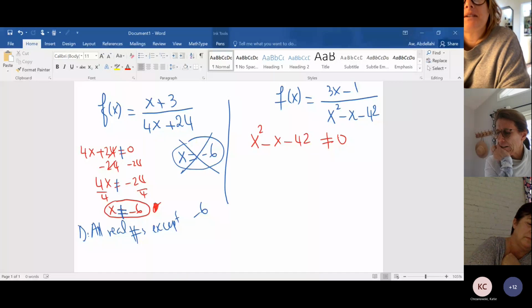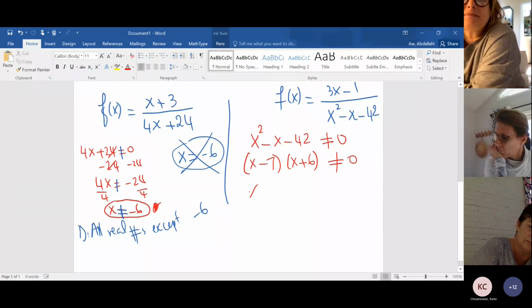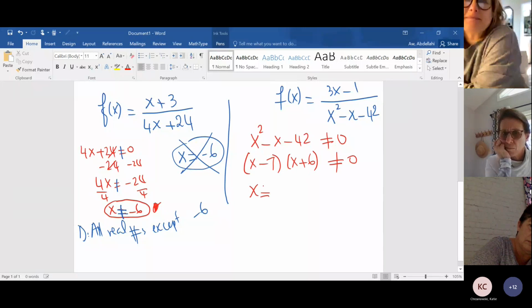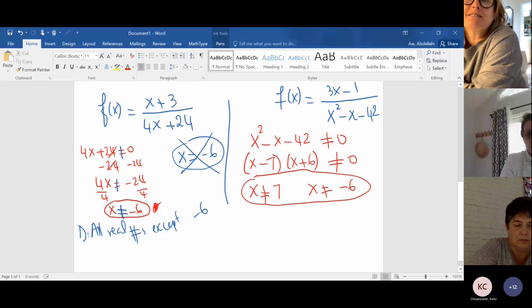Can you factor this one? What is the factoring? x minus 7, x plus 6. Exactly. You see, x minus 7 not equal to 0 and x plus 6 not equal to 0, which means x cannot be 7 and x cannot be negative 6. So the domain is all numbers except these two numbers. All the numbers except 7 and negative 6.